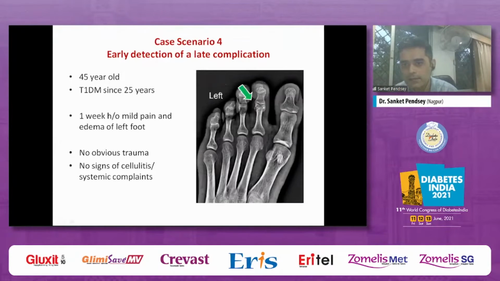And in this patient again, we got an X-ray done. The only finding was a small, compressed fracture of the proximal phalanx of the second toe. So this is also a Charcot foot diagnosed at an early stage. And if we treat it early, then we can prevent development of deformity in such patients.